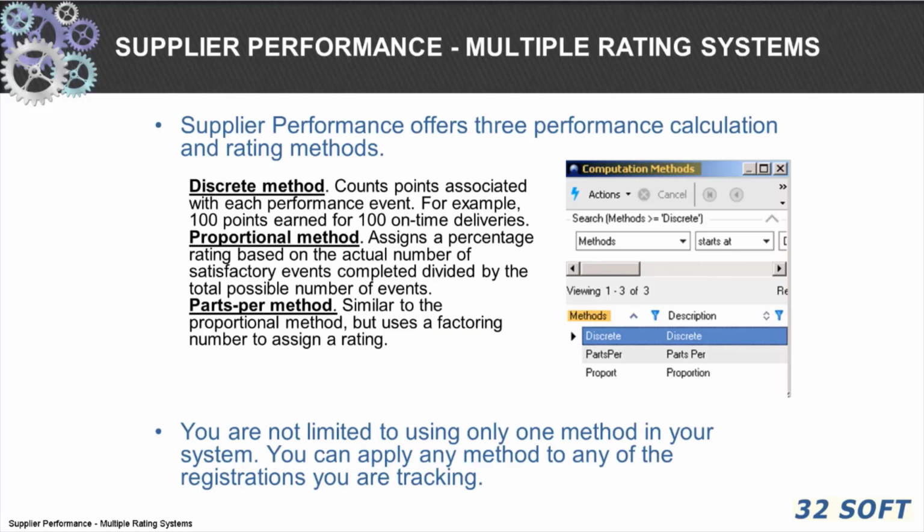Supplier Performance offers 3 performance calculations or rating methods. The discrete method counts points associated with each performance event. The proportional method assigns a percentage rating based on the actual number of satisfied events completed divided by the total possible number of events, and the parts per method is similar to the proportional method but uses a factoring number to assign a rating. You're not limited to using only one method in your system. You can apply any method with any registration you are tracking.